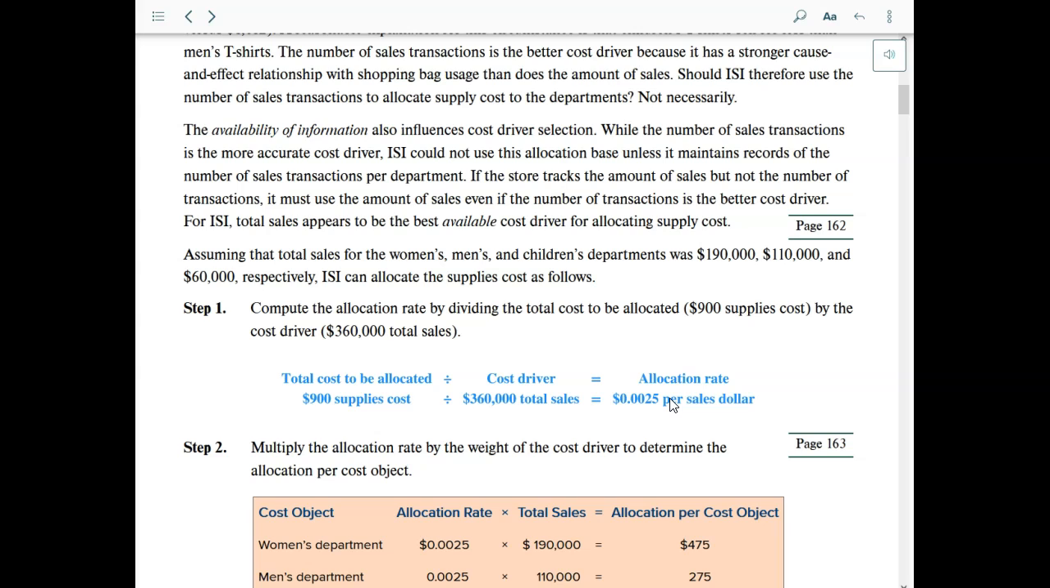Now, a lot of reading here, but let's jump down to the main part. How are we going to allocate the $900 in supplies to the 3 departments? Well, this company decided probably supplies are used based on total sales in each department. So total sales for the whole company, $360,000. Divide the supplies cost of $900 by that, and we have 0.0025 of a dollar as the allocation rate per sales dollar. Sort of an odd number here, but a very small number, supplies cost, divided by a very large number, total sales. So the rate is 0.0025 of a dollar.